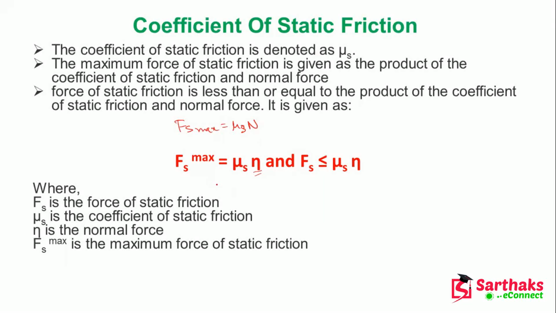So the static frictional force is less than or equal to the product of the coefficient of static friction and the normal force. That's why it is written here: Fs is less than or equal to mu s eta, or mu s into N. Generally, we use this equation widely. I'm writing it clearly: Fs max equals mu s into N.